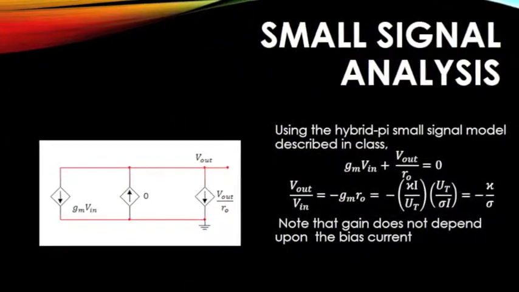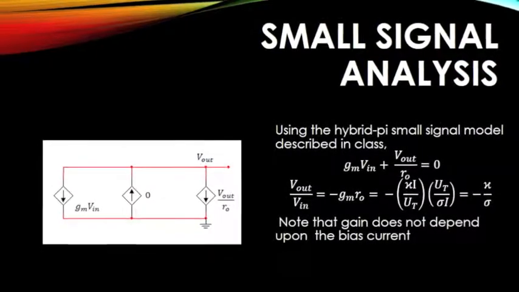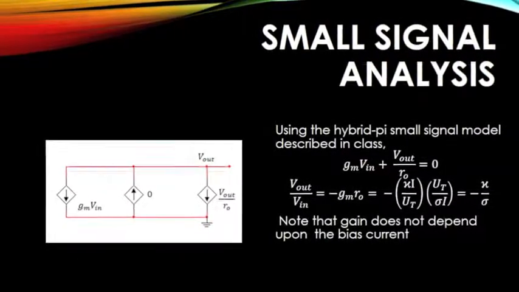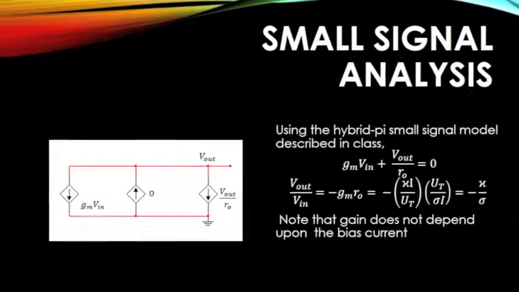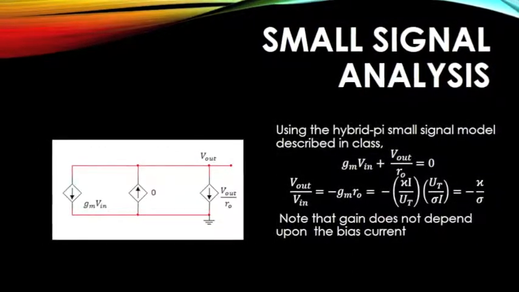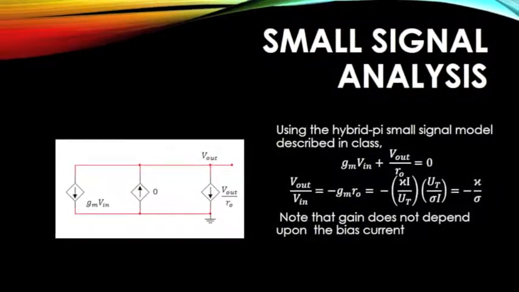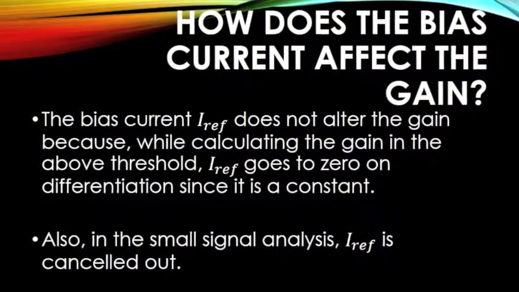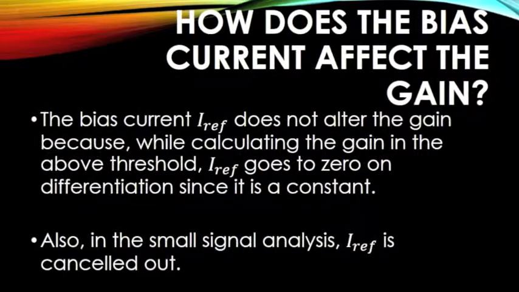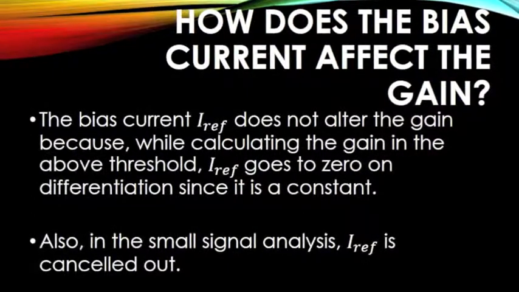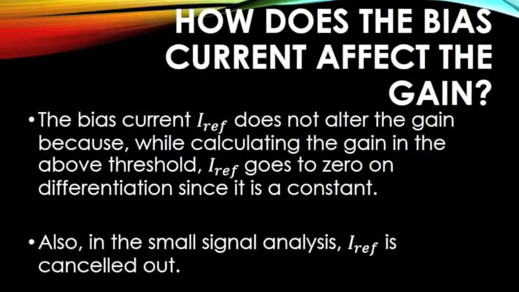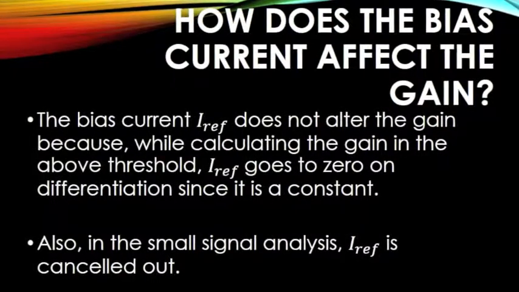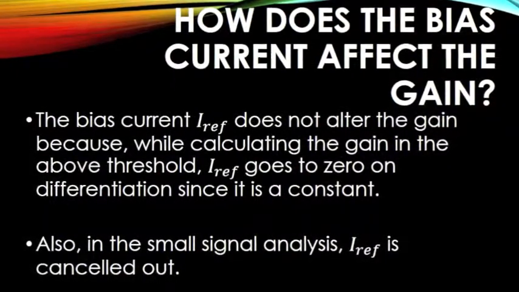Using the hybrid pi small signal model shown in the picture to the left and applying Kirchhoff's law on one of the nodes, we get an inverting gain of kappa over sigma. The question arises, would Iref affect the gain? From both the large and the small signal models, we can see that Iref drops out of the equation and does not affect the gain. It was a bias current anyway.